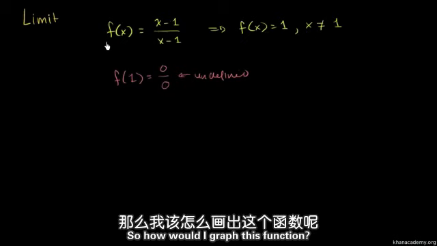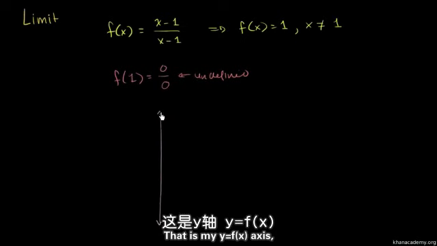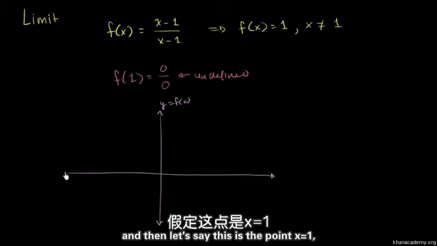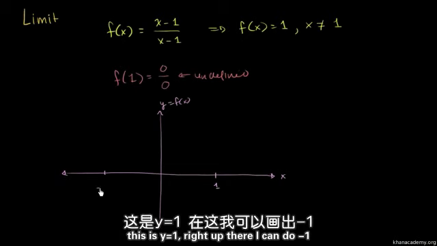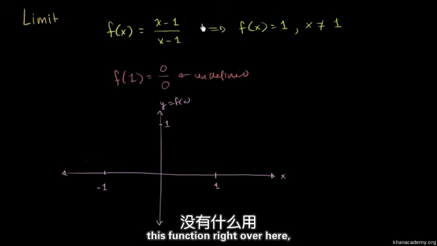So how would I graph this function? So let me graph it. So that is my y is equal to f of x axis. And then this over here is my x axis. And then let's say that this is the point x is equal to 1. This over here would be x is equal to negative 1. This is y is equal to 1 right up there. I could do negative 1, but that won't matter much relative to this function right over here.